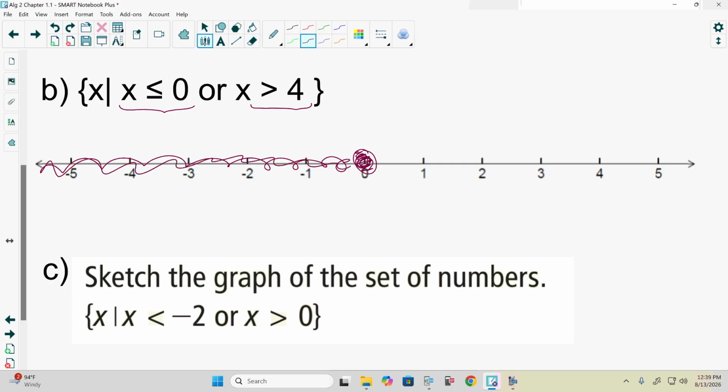All right. X is greater than 4. Where's our endpoint? 4. Opened or closed? Open. Shaded to the left or right? Yep.